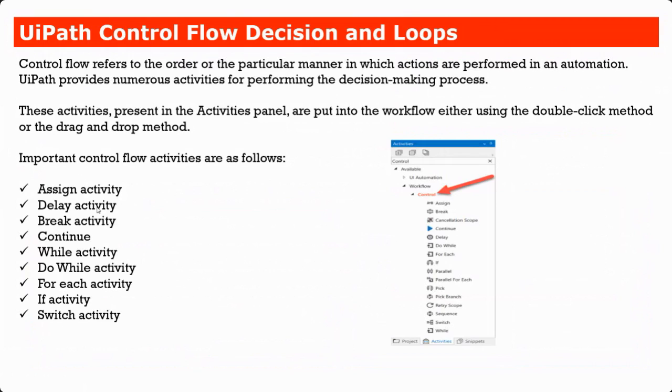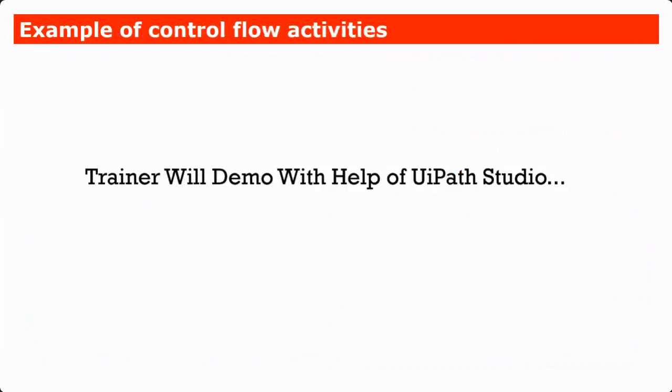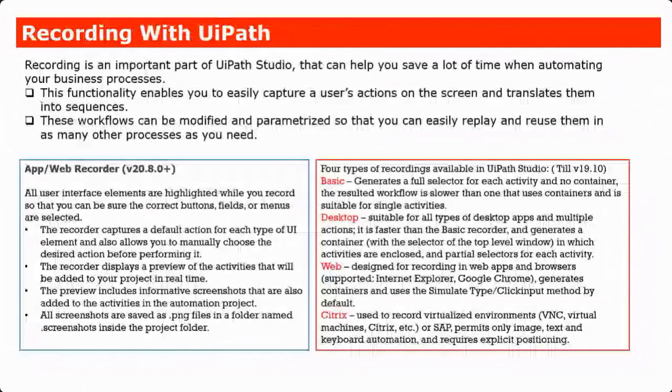Similarly, we have while, do while, and for each activities. I hope all of you know the basics of how for loop, if else, and switch activities work, right? If that's not the case, I'll help explain, but I just wanted to give you a quick overview to show that flow decisions and loops work in exactly the same way as in different tools. I'll give you an example using UiPath Studio.